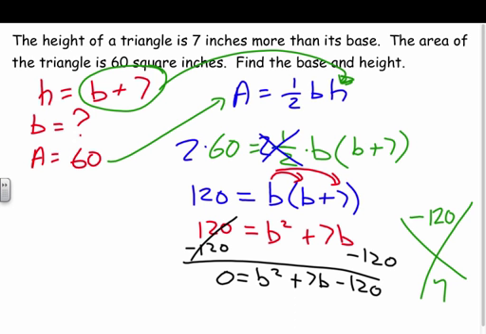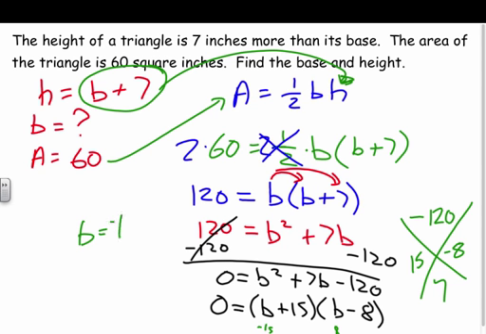So I'm going to just take 120 and I'm going to start dividing it by things. And my first guess, I divided it by 15, and it worked out. So 8 and 15, one of them has to be negative. And I'm looking for a positive 7, so that means I need a 15 and a negative 8. So then we write this in factor form. So 0 equals b plus 15 and b minus 8. And then I solve each of them individually. So a negative 15 would make this guy 0, and an 8 would make that guy 0. So b equals negative 15 and 8.